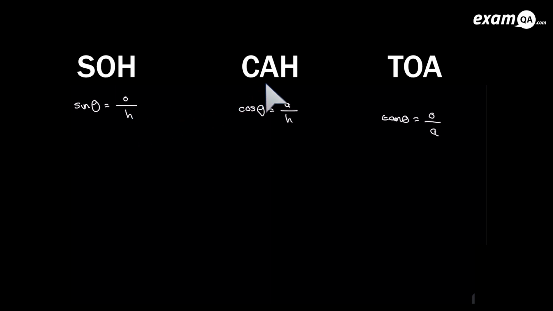The next formula we've got cos theta equals adjacent over hypotenuse, A over H. And CAH is there to help us remember that, C for the cos, and A and H for adjacent and hypotenuse. And the last formula we've got tan theta equals opposite over adjacent, and TOA is there to help us remember that formula. Before we continue, I do advise you to memorize these formulas.